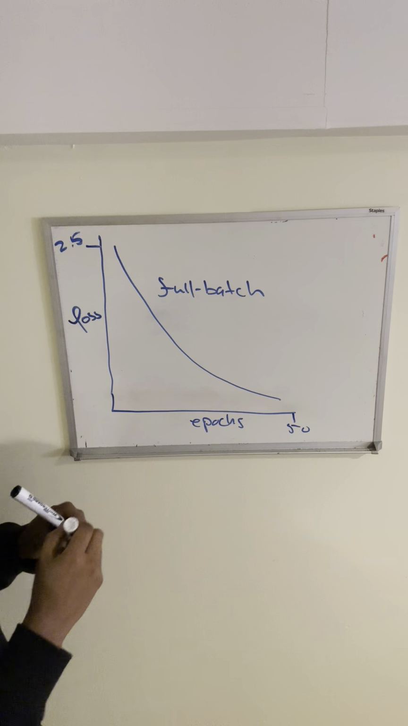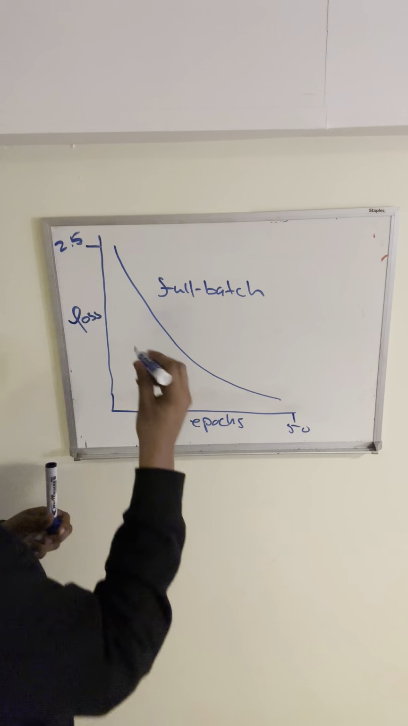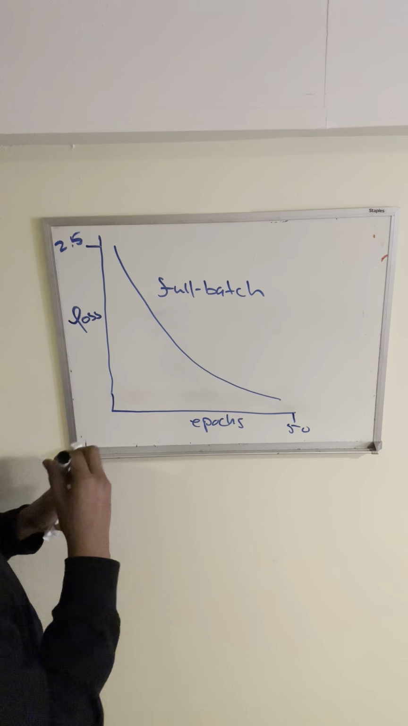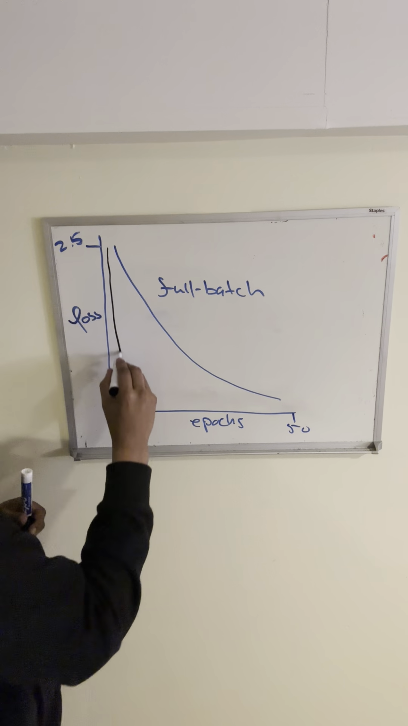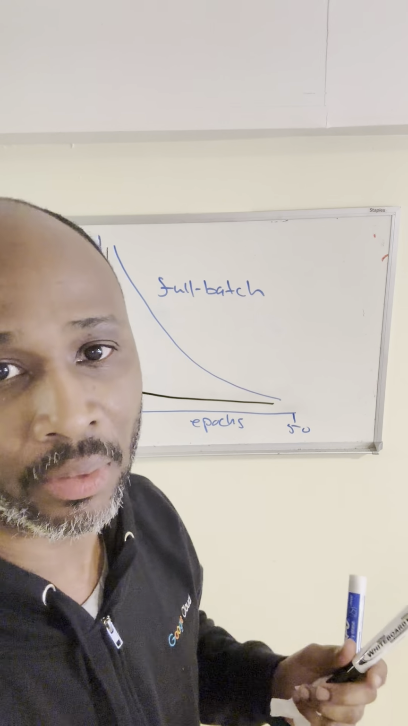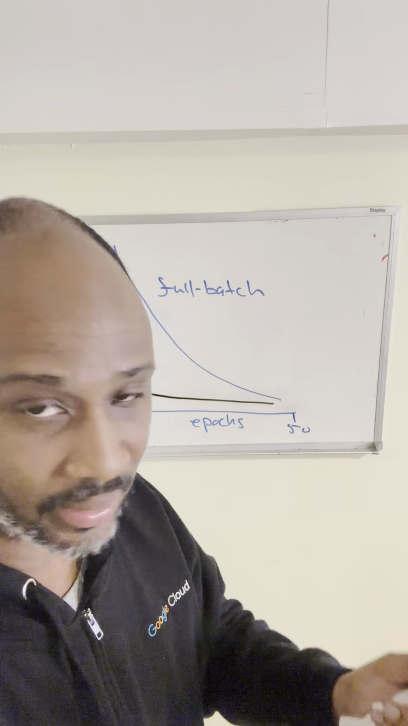So with mini batch, you'll see something like this. You'll see a much faster convergence. And like I said, there's pros and cons to both. But I think you kind of get the picture.